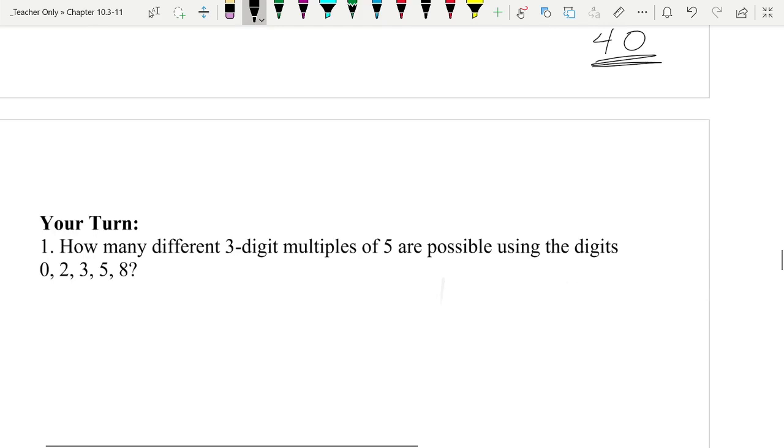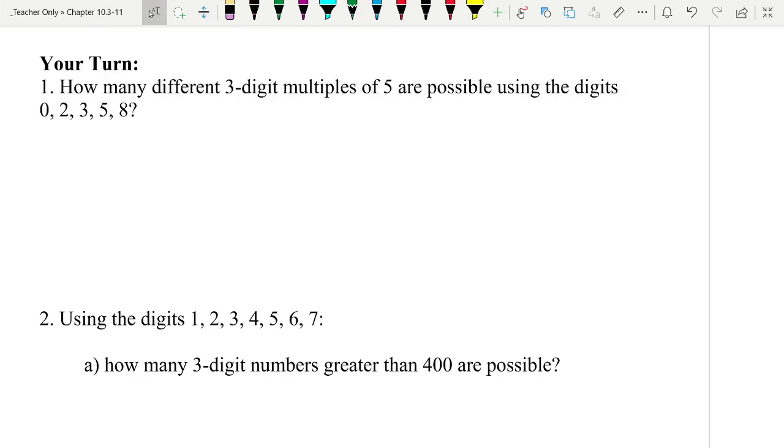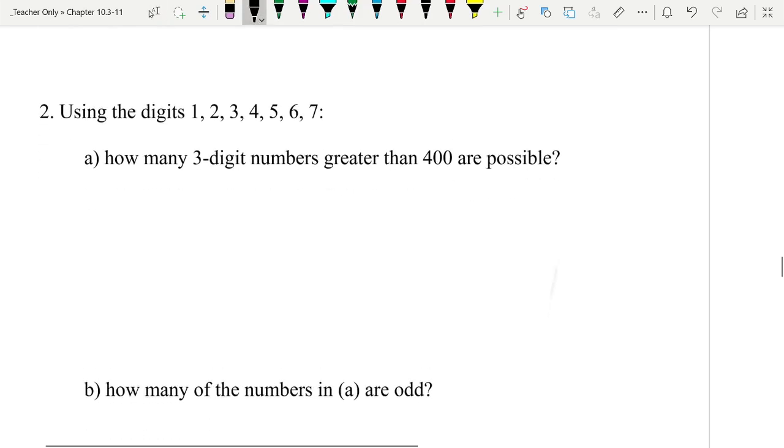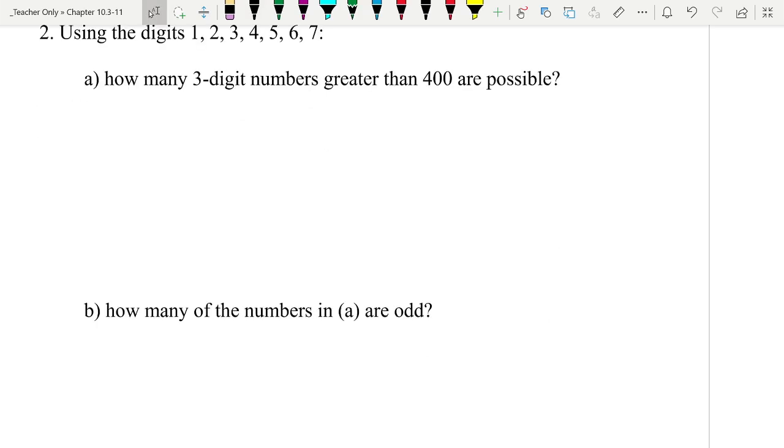So, how many different 3-digit multiples of 5 can I make with the digits 0, 2, 3, 5, and 8? And then number 2, if I use the digits 1, 2, 3, 4, 5, 7, how many 3-digit numbers greater than 400 are possible? And then in B, how many of those numbers in A are odd?